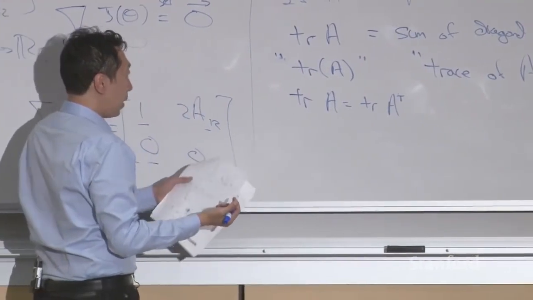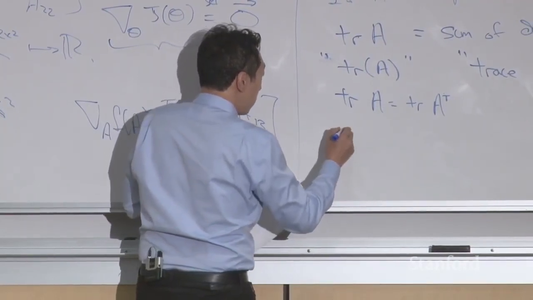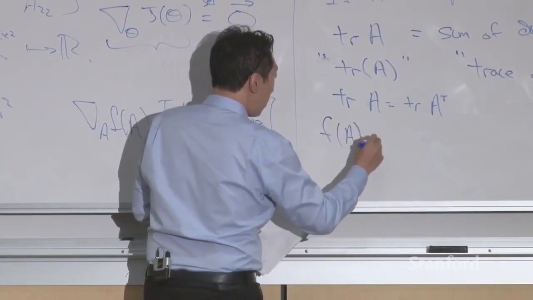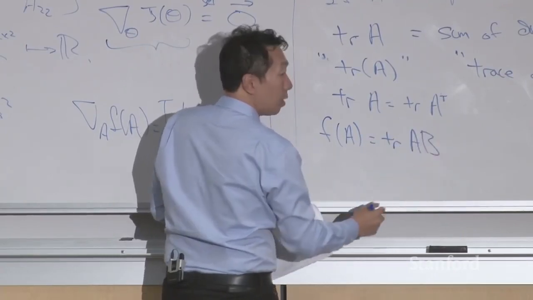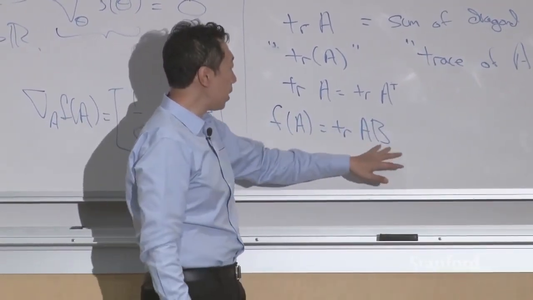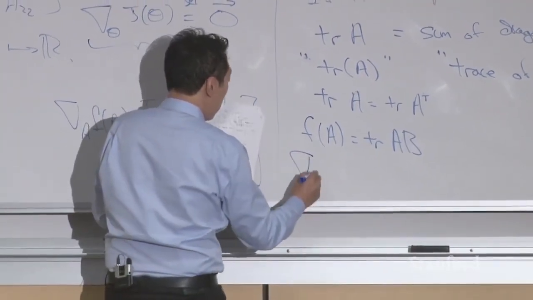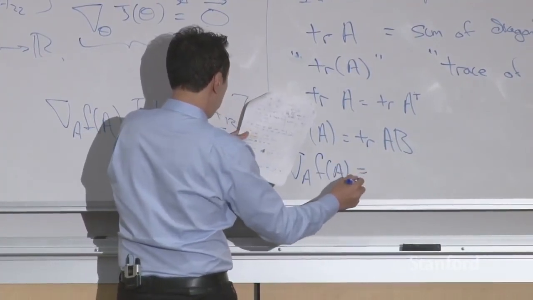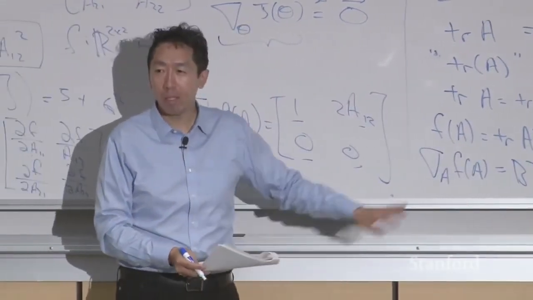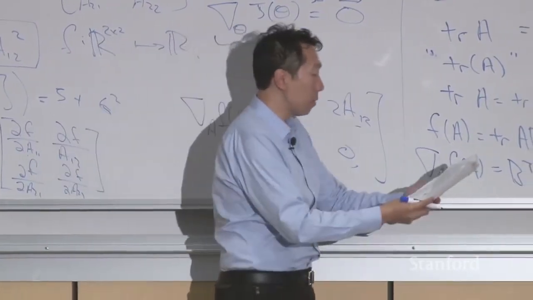Here's one that I don't want to prove, but that you could go home and prove yourself with a little bit of work, which is if you define f of A equals trace of A times B. Here B is some fixed matrix, and what f of A does is it multiplies A and B, and then takes the sum of diagonal entries. Then it turns out that the derivative with respect to A of f of A is equal to B transpose. You could prove this yourself. For any matrix B, if f of A is defined this way, the derivative is equal to B transpose.